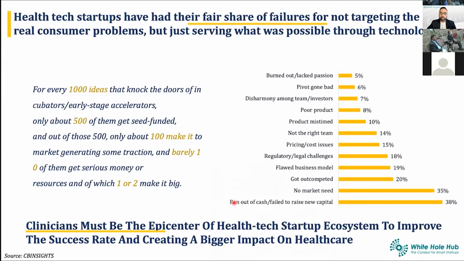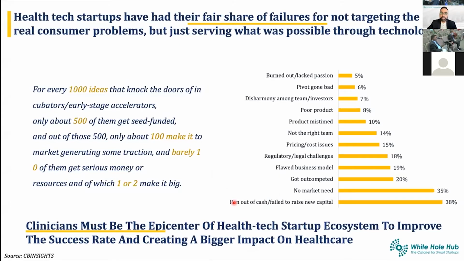Doctors are not part of this. Physicians are not part of this. This is a bunch of IT technology guys who see there is a fancy new technology that comes in the form of blockchain, AI, big data, and they try to create a solution, assuming that solution will create some impact in the broader ecosystem.